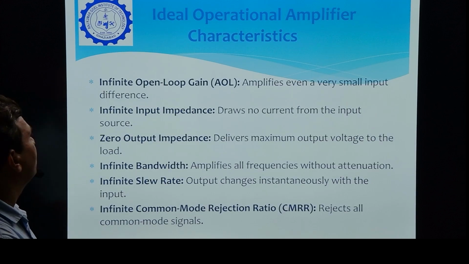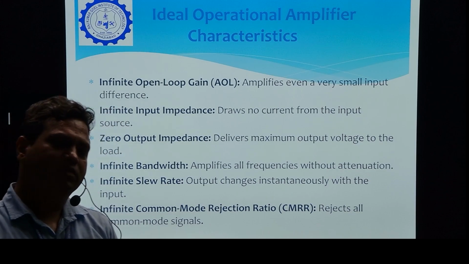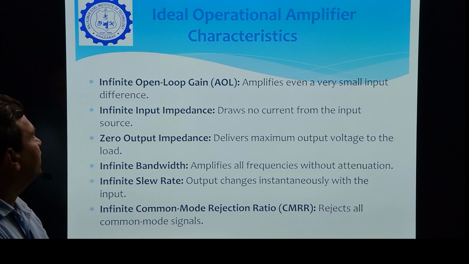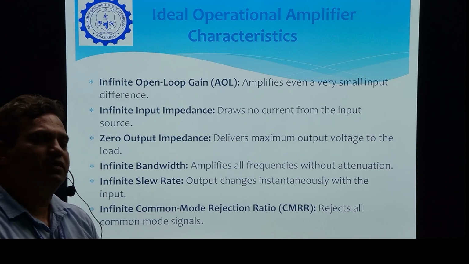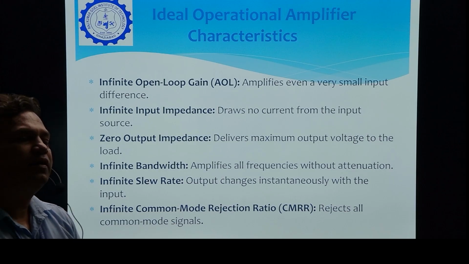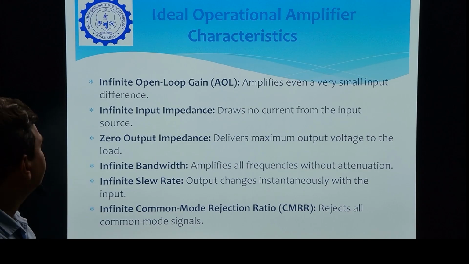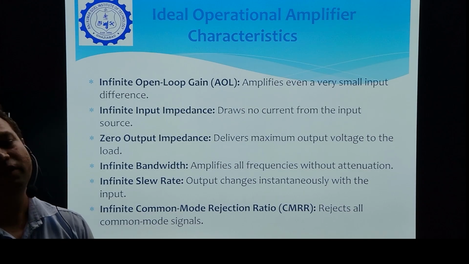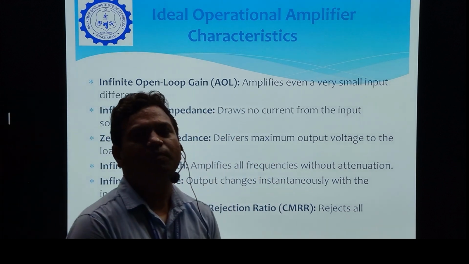Now come to the characteristics of operational amplifiers. These are the ideal op-amp characteristics. The first one is the infinite open loop gain. This is an essential characteristic of the ideal operational amplifier: the gain should be infinite. Then the second is the input impedance. It should be infinite for the ideal condition, and as high as possible for practical conditions.